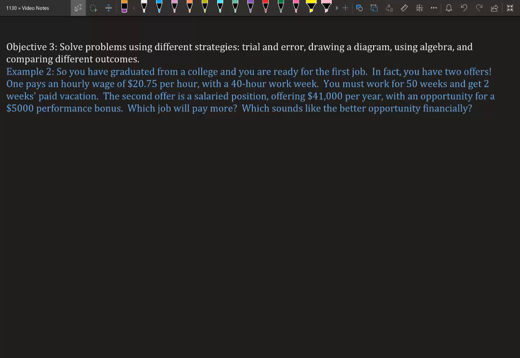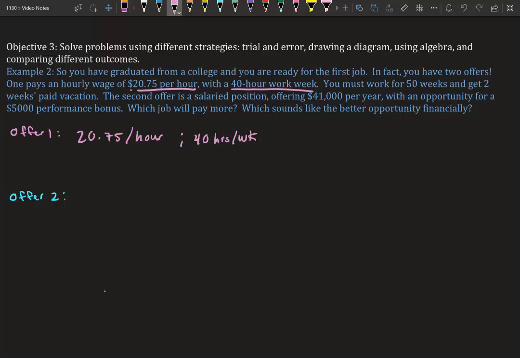So the first thing we need to do is pull out information from each job offer. So we have 2 job offers. Offer 1 and offer 2. So offer 1 says $20.75 per hour, and you have to work 40 hours a week, and you have to work for 50 weeks and you get 2 weeks off.